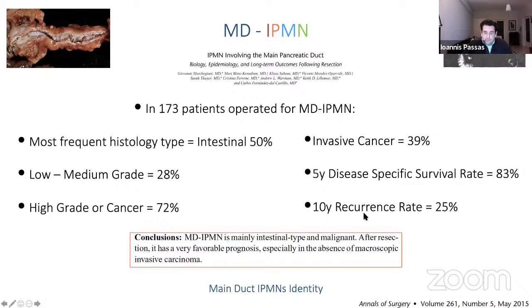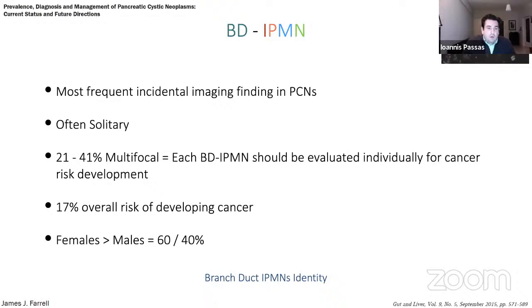Regarding the branch ducts, it's the most frequent incidental imaging finding for the pancreatic ducts. Often it's solitary, but it can be multifocal, and when it's multifocal, it should be evaluated separately. Seventeen percent is the overall risk of developing cancer when we find a branch duct IPMN on the pancreas. And here there is a slight majority of females in the incidence.